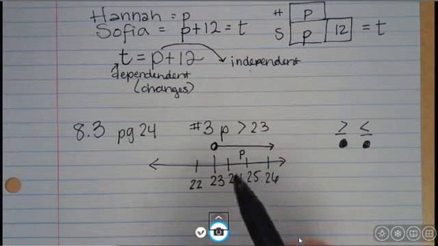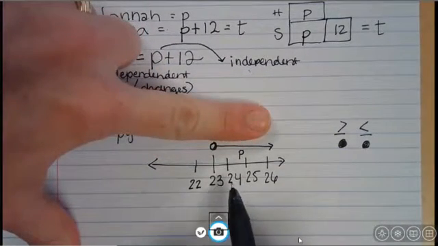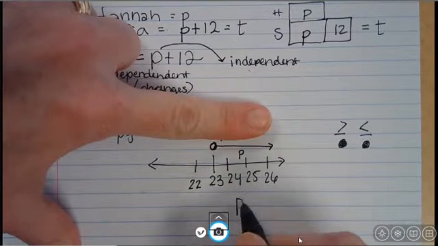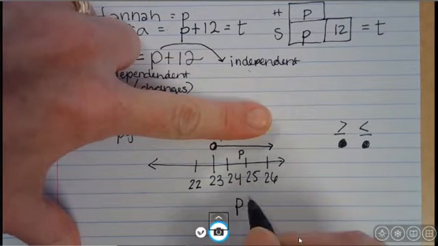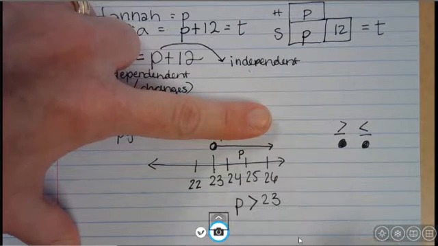Okay, so if they showed you this number line without this inequality, you should be able to tell me the inequality that P is greater than 23 based on what you see here.